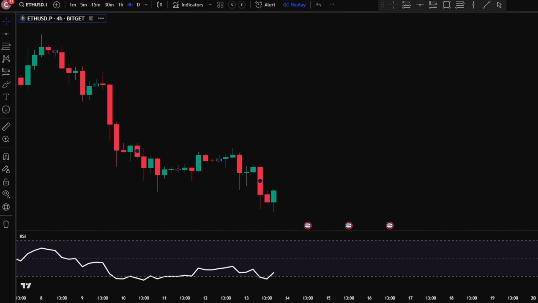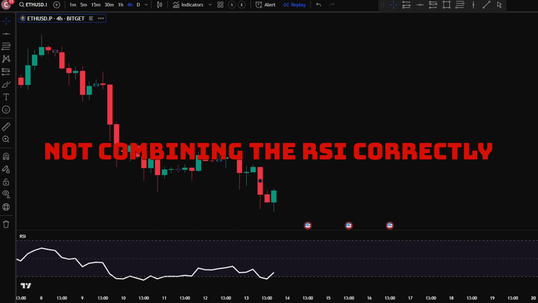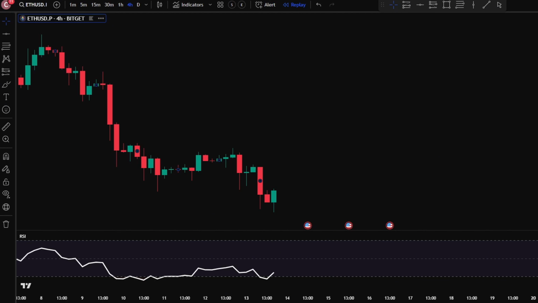The second big mistake: traders do not combine the RSI correctly. Here we are briefly oversold and then quickly return to the normal range while forming an engulfing candle. But what does that mean? An engulfing candle completely surrounds the body of the previous candle, indicating that buyers are significantly stronger than sellers. This, combined with an oversold RSI, can generate very strong signals.